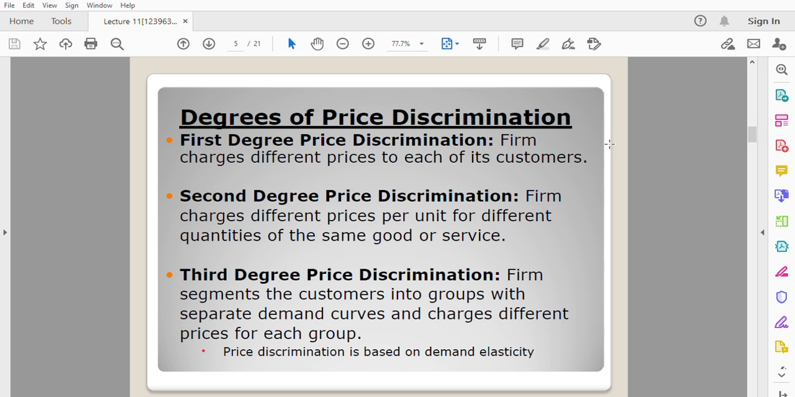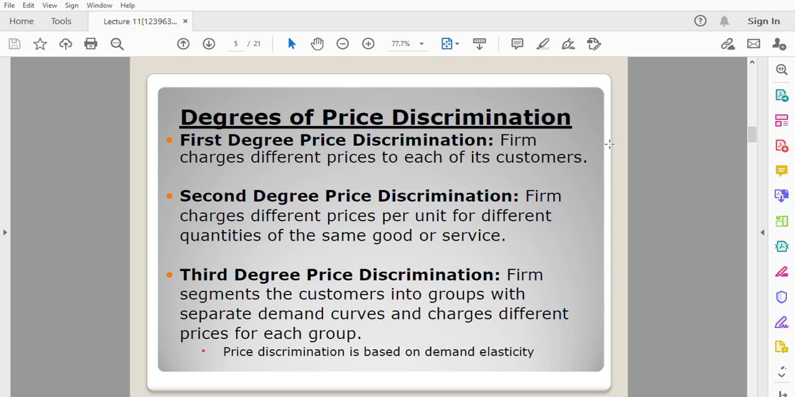Now we want to look at the degrees of price discrimination. The first is first degree price discrimination. Under this degree of price discrimination, firms charge different prices to each of its customers. So the firm involved will charge different prices for each customer. That is first degree. Second degree price discrimination, the firm charges different prices per unit for different quantities of the same good or service.